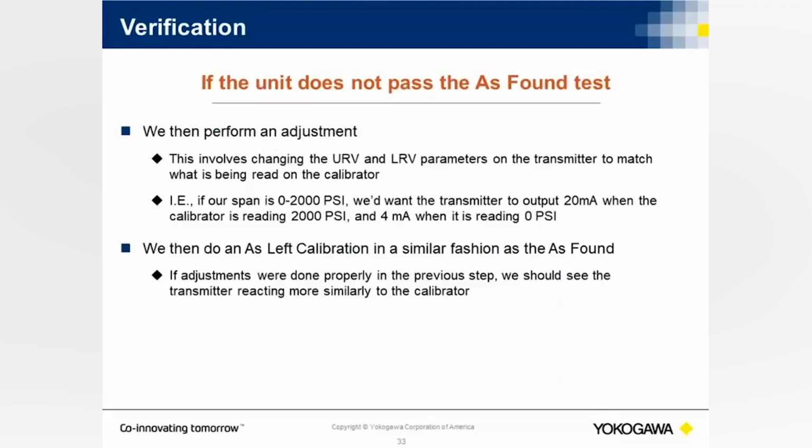However, if the unit does not pass the as-found test, the next step would be adjustment. This is where the calibration portion comes in. This process involves changing the URV and LRV parameters to match what is being read on the calibrator. So if our span is 2000 psi, we want the transmitter outputting 20 milliamps when the calibrator is reading 2000 psi, and 4 milliamps when it's reading 0. Following this adjustment, we then do the as-left calibration in a similar fashion. If the adjustments were done properly in the previous step, we would see the transmitter reacting more similarly to the calibrator.